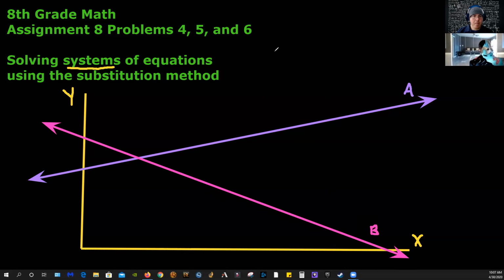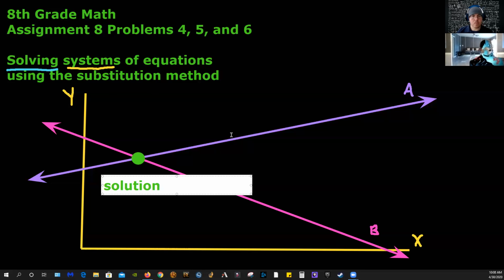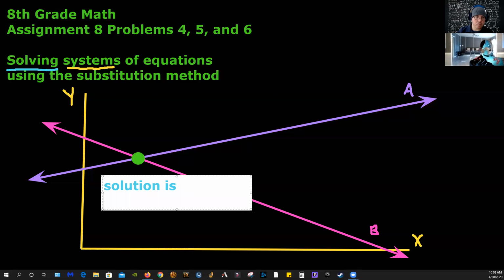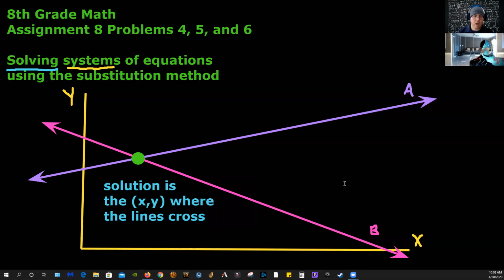Well, line A and B might just meet. They don't always meet, because if they were parallel, they would never cross. And if they were the exact same line, they would cross all the time. But most of the time, they cross once. And what we call that is the solution to the system. So the solution is that one spot where the two lines cross.